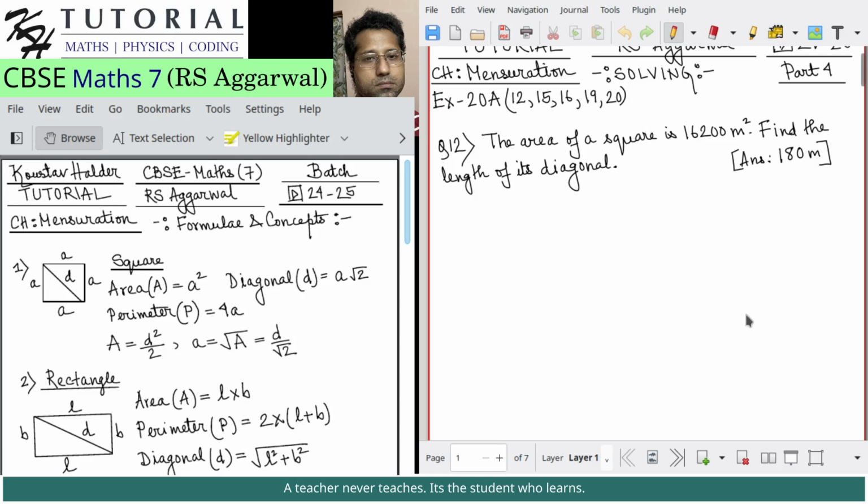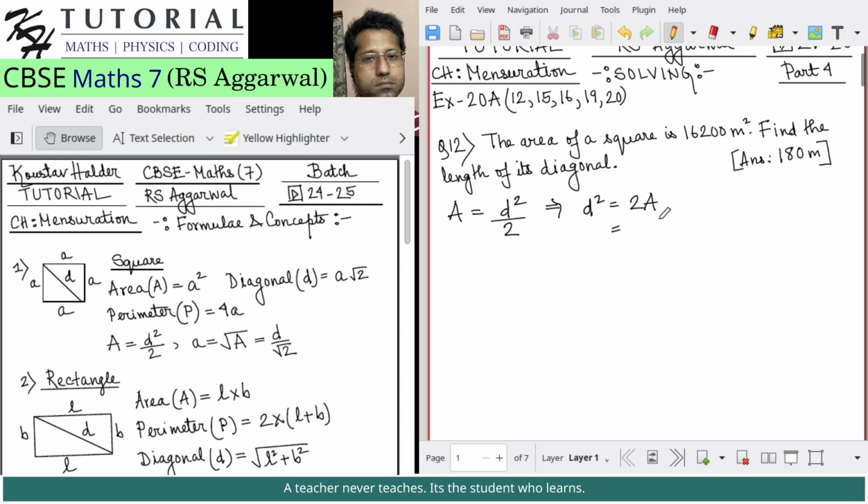Okay, so the area of a square is 16,200 meters square. Find the length of its diagonal. So for a square, what is the relation between the area and the diagonal? If you see my notes, small d refers to the diagonal and capital A refers to the area. So we know that the area of a square is equal to the square of the diagonal divided by 2. So this implies that d square is equal to twice A.